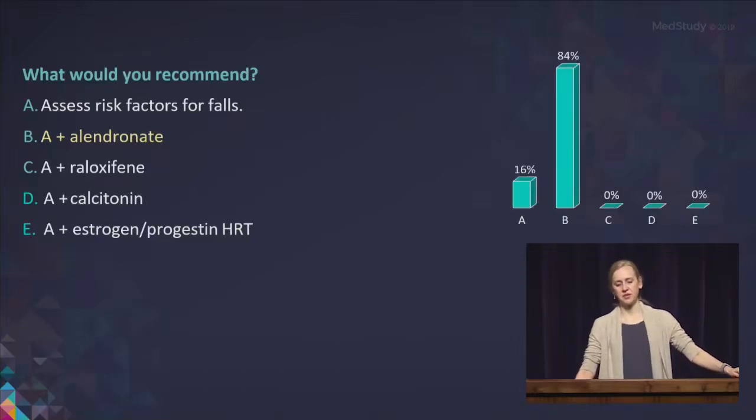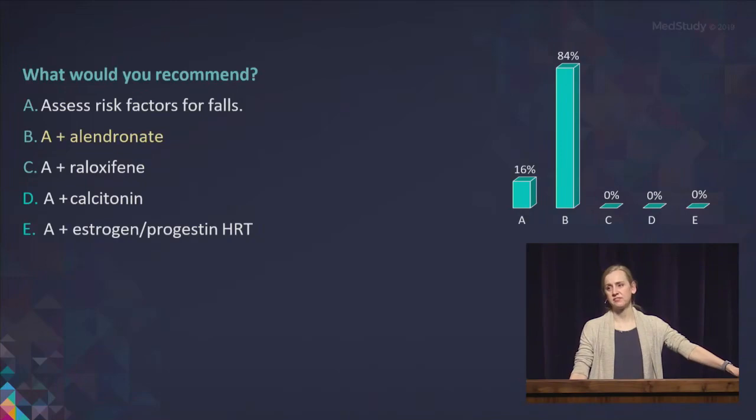Good, exactly. So she needs alendronate based on the fact that her T-score is negative 2.7 at the hip, right? So since she has osteoporosis, she automatically gets treated with bisphosphonates. And then risk factors for falls is for everyone, right?